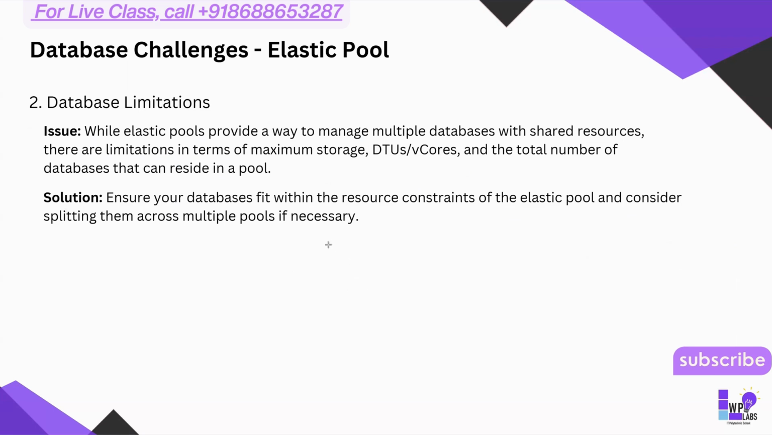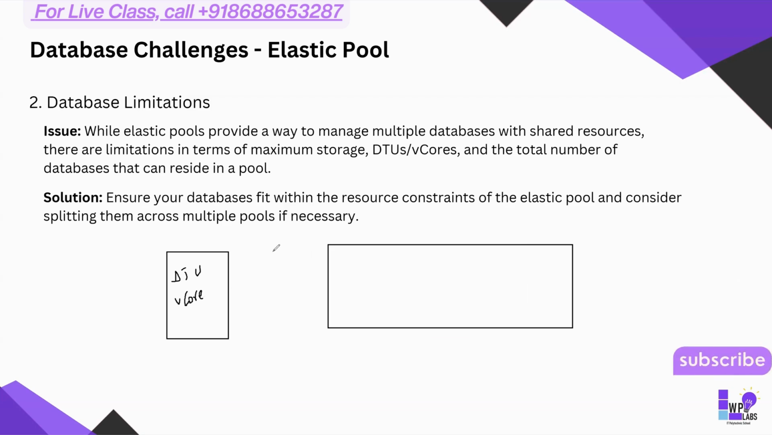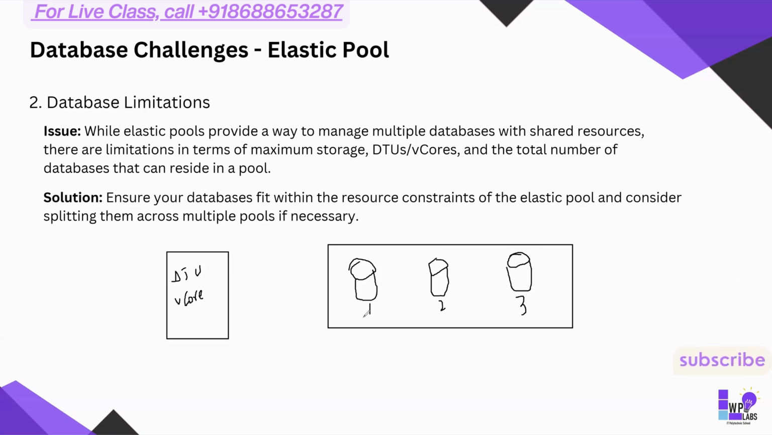Now imagine that there is a resource pool and there will be a maximum limit of these storage, DTUs, and vcores. That is the problem given in our issue. So inside this resource pool, there are 3 databases. Just imagine these are my database 1, database 2, database 3. The maximum resource limit for storage, DTU or vcores is already maximized.